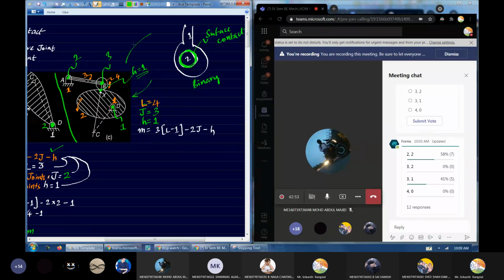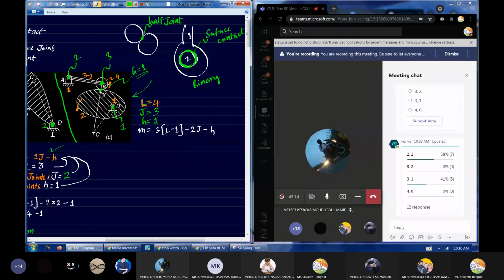But if the two links are just making a point contact, so here you can see only a point contact is there, only line contact is there, this is what we call a half joint. Is it clear? Okay. So this is what we have to apply. Now let us go ahead and see what the mobility is.